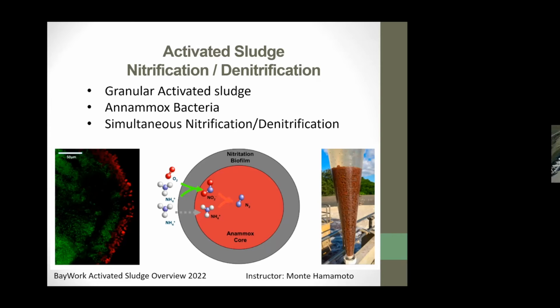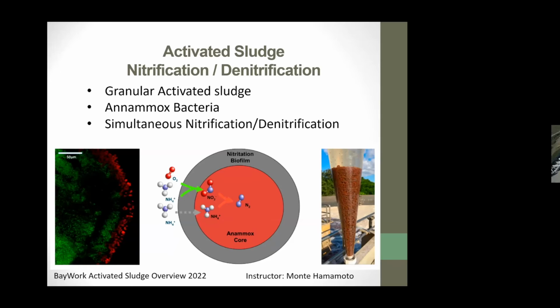And your nitrifying bacteria are on the outside because they're exposed to oxygen. So that one granular, like a rice grain, the outside of the rice grain is nitrifying, and the inside of the rice grain is denitrifying. So you have one colony of bacteria that's in a granular form that's doing all the work in the same tank at the same time.